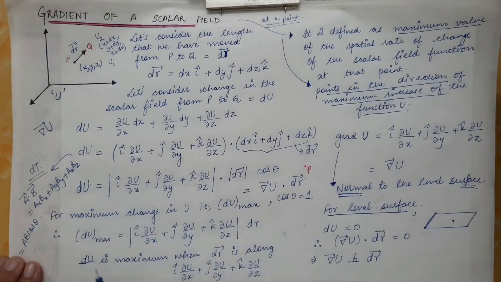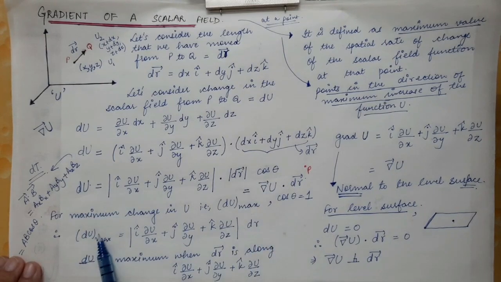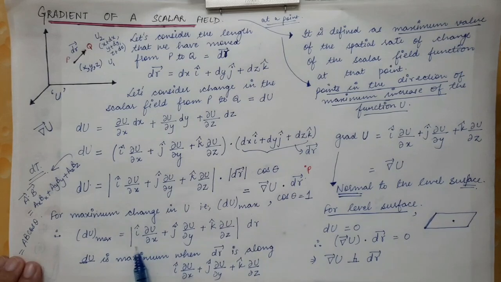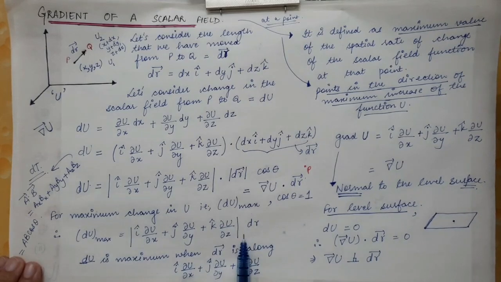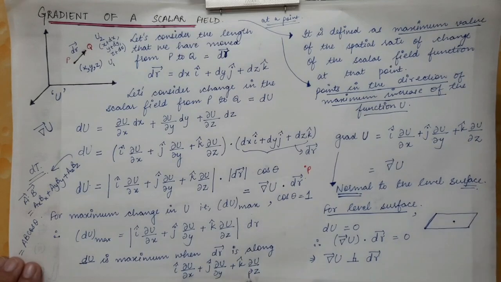From this last expression, we are using cos θ = 1. So du max will be equal to the magnitude of the gradient times the magnitude of dr, and cos θ we have put equal to 1. In that case the right-hand side will be maximum, so the left-hand side will also be maximum. So du is maximum when the dr vector is pointing along the gradient.